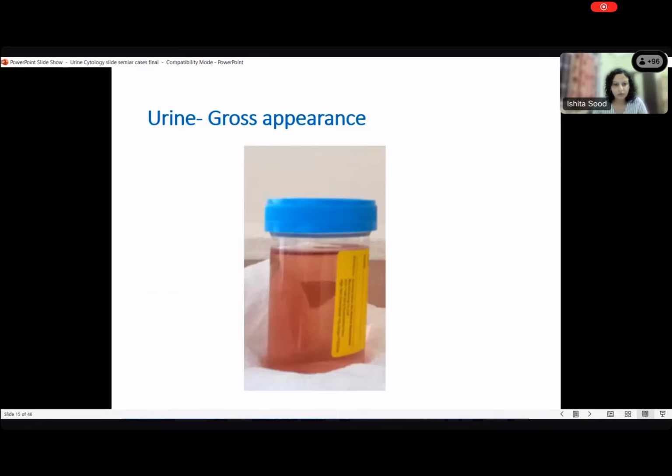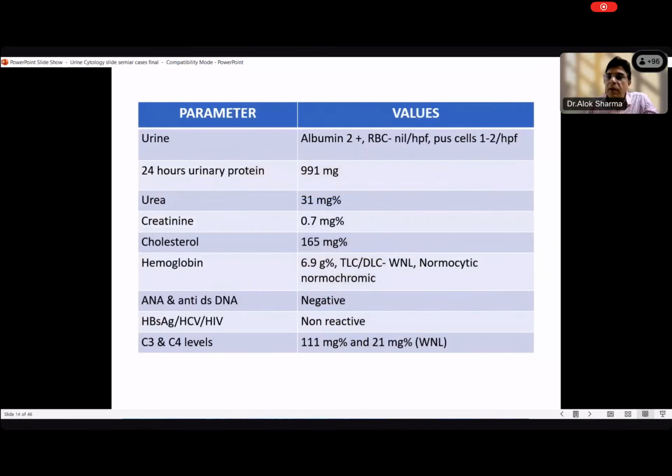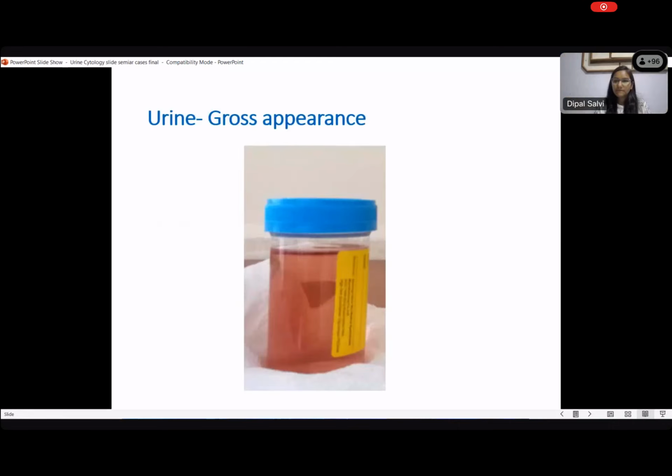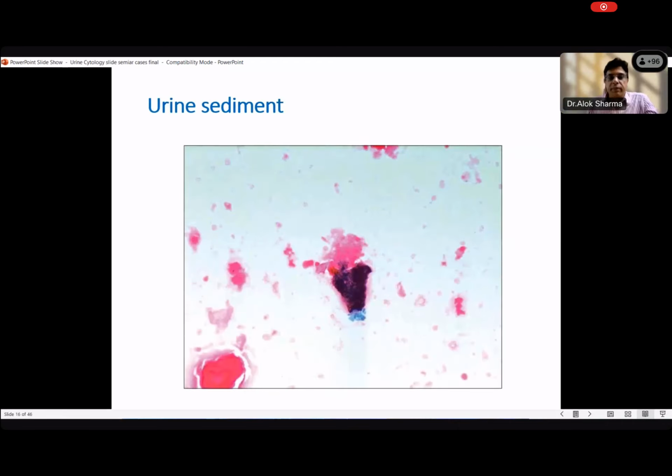And this is the gross appearance. So what do you see in the gross appearance? Pinkish, pink colored urine. But if you go back, there were no RBCs in the urine. Right? So how is this? Does this give you some clue? So there is presence of hemoglobinuria.